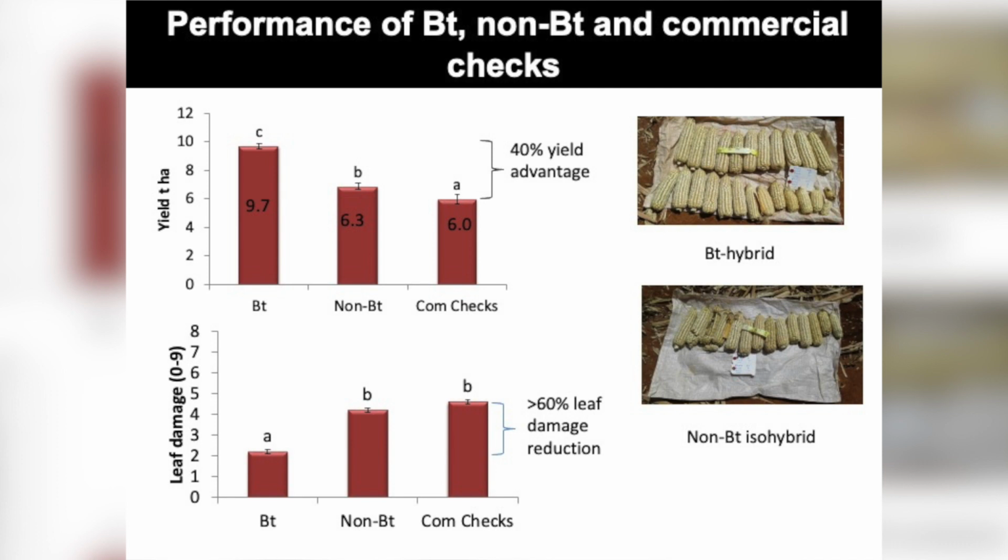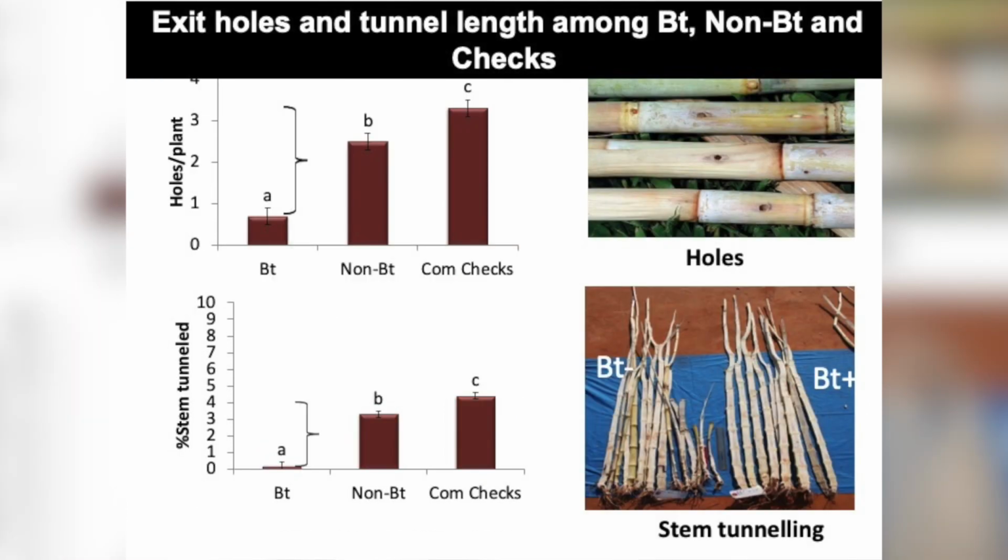The BT itself, you can see the long length of the first graph. That is yield, compared to the test of other material. You see it's giving a 40% yield advantage. The next thing is that it reduces leaf damage by 60%. Same for the number of holes, they are reduced, you can see there, and also the tunneling.